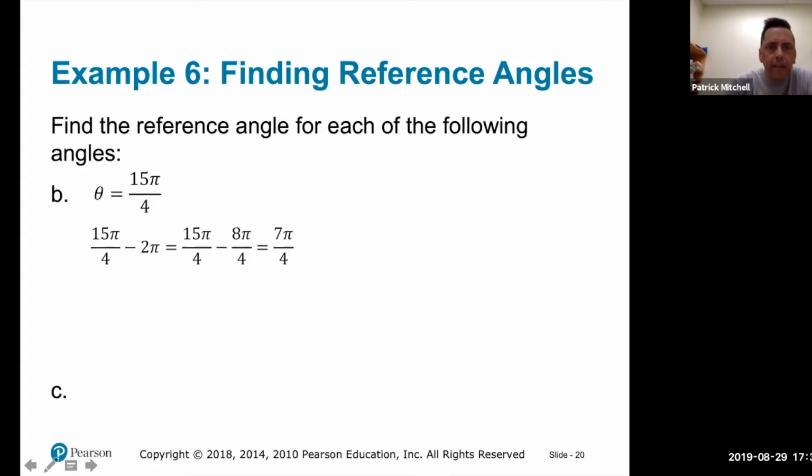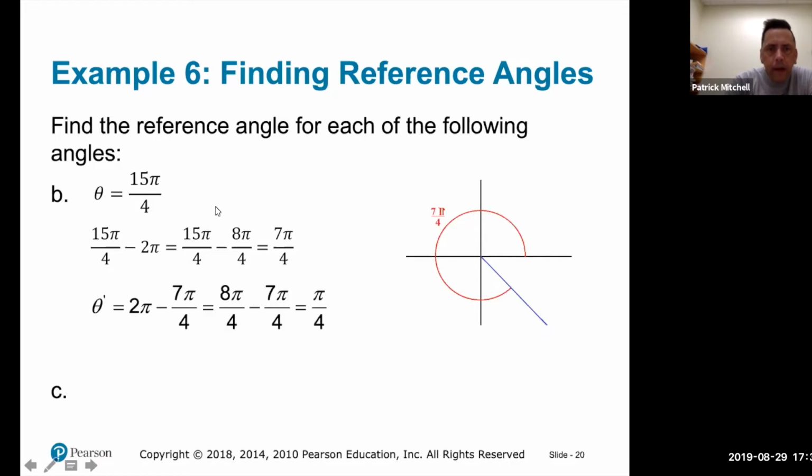15 pi over 4 minus 2 pi, getting the common denominator, would be 15 pi over 4 minus 8 pi over 4. That gives me 7 pi over 4. And I believe that 7 pi over 4 was one of the examples in the last batch when we were finding reference angles. So again, that picture looked like this. That angle is also in quadrant 4. So I am going to subtract that angle from 2 pi. And I find that the reference angle for that angle is pi over 4. Pi over 4, this angle right here.